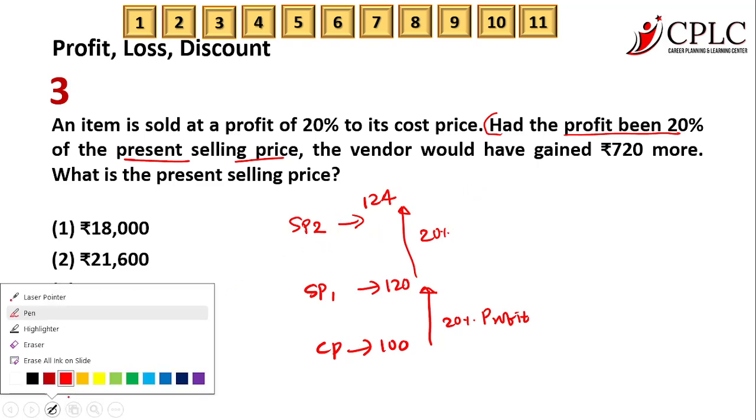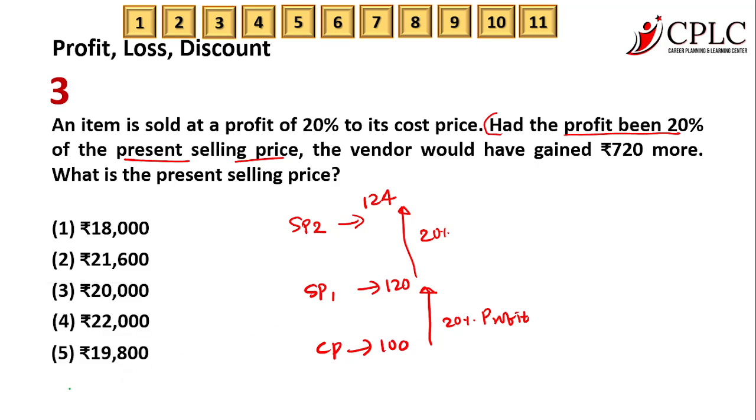So now if you compare, earlier his profit would have been 20 rupees only, because 100 to 120, and now it has become 24, because it is 20% of the present selling price. So what we understand in our scenario is the vendor would have gained 4 rupees more, because the earlier profit was 20, now the new profit is 24. But what are they saying? The vendor would have gained 720 rupees more in their scenario. So ours is 4 extra, theirs is 720 rupees.